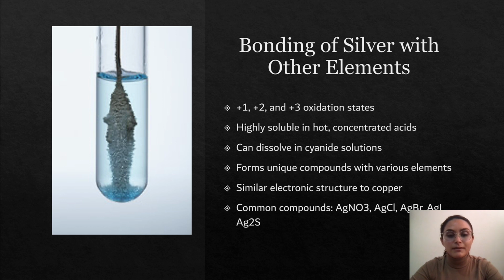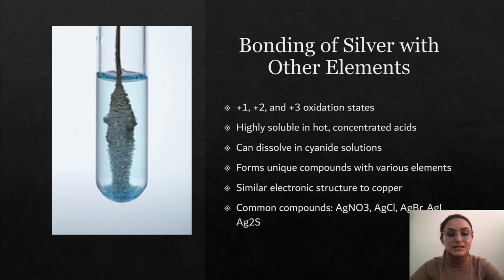Although silver is commonly found in its +1 oxidation state, it can also exist in states +2 and +3 in chemical reactions. Silver is highly soluble in hot concentrated sulfuric acid, nitric acid, and oxidizing acids, and can dissolve in solutions containing cyanide ions when oxygen or peroxide are present.